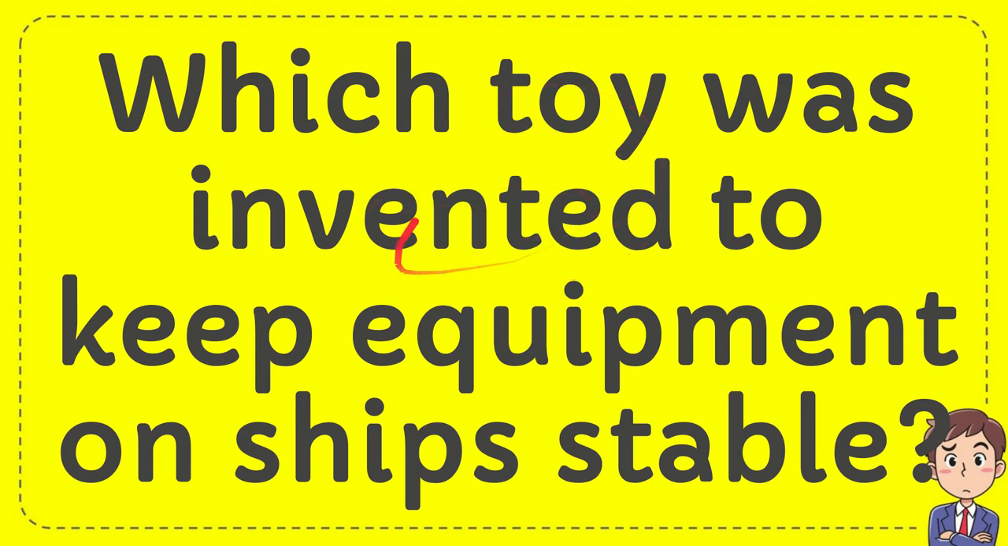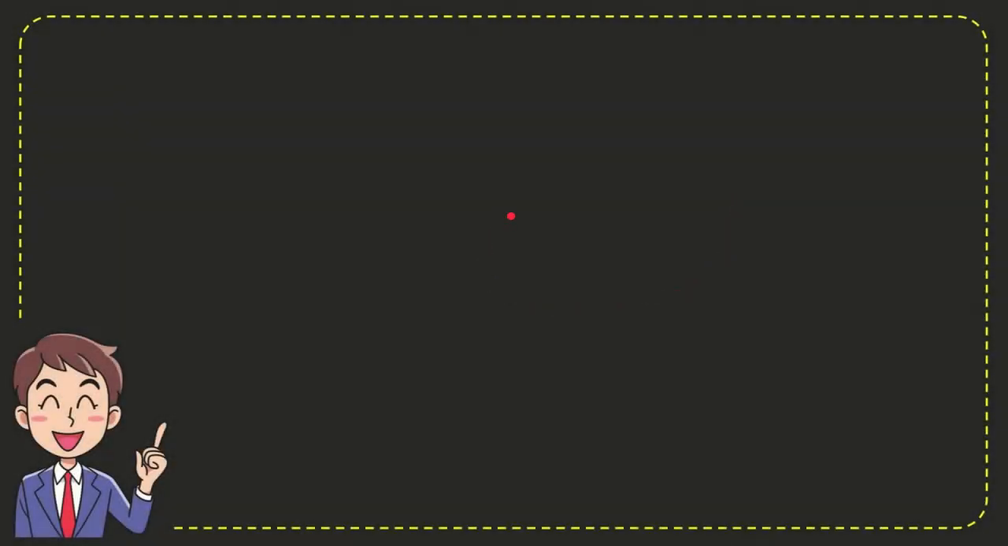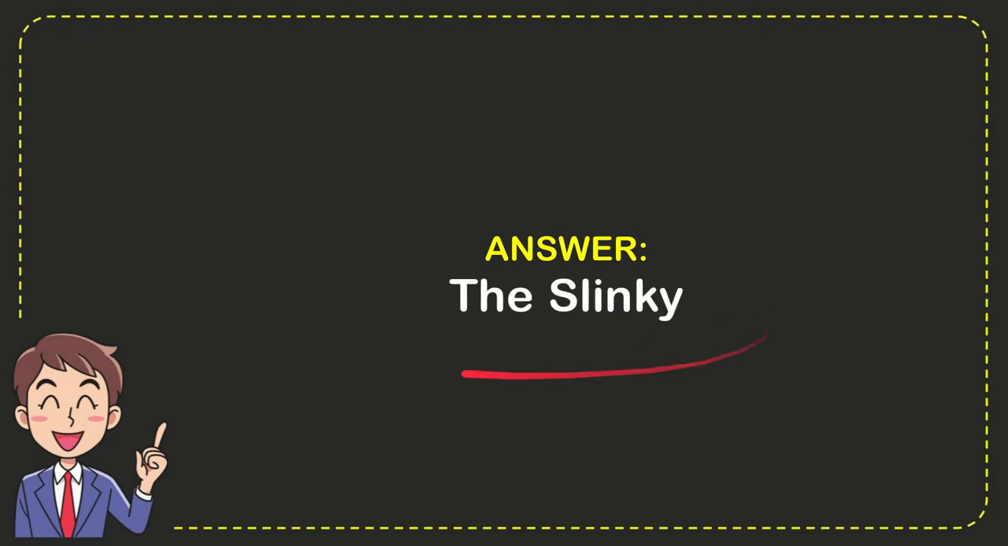In this video, I'm going to give you an answer for a question, and the question is, which toy was invented to keep equipment on ship stable? Which toy was invented to keep equipment on ship stable? Now I'll give you a list of the options. I'll give you the answer for the question, and the correct answer for the question is the Slinky. So that's the answer for the question, the Slinky.